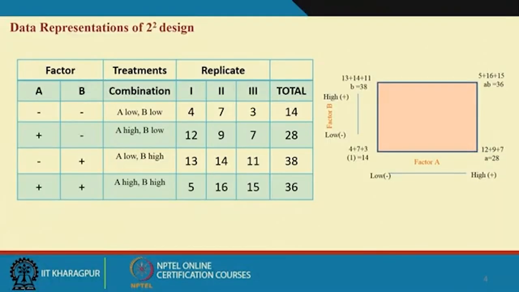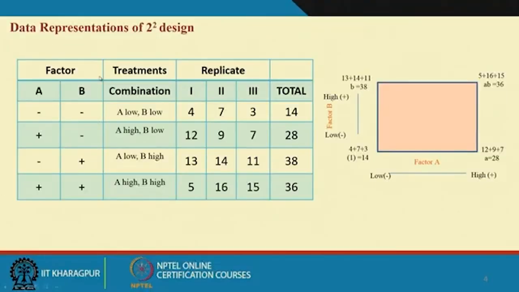So, let us now understand the effect parameter calculations with reference to a 2 to the power 2 factorial design, which is the simplest case of 2 to the power k factorial design. Okay. So, we will do this kind of tabulation. There are 2 factors, A and B. Each has 2 levels, minus and plus. So, we denote A as minus, plus, minus, plus, low, high, low, high. The combinations are A low B low, A high B low, A low B high, A high B high. So, these are the points: low low, high low, low high, high high.